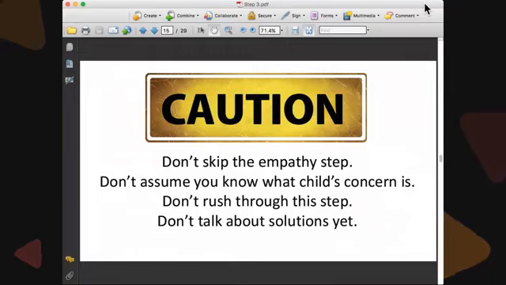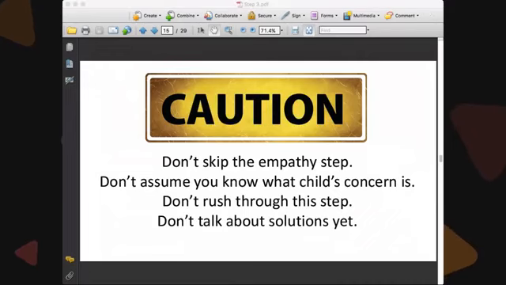You can't assume that you know what your child's concern is. And the other caution is when you're in the empathy step, which is step one, you don't want to start all of a sudden coming up with different solutions. That can be almost like a knee-jerk reaction, because as parents, as teachers, we want to fix things. We want to solve things, right? But we are much more effective if we wait until we really have all these other steps in place before we start brainstorming any solutions.